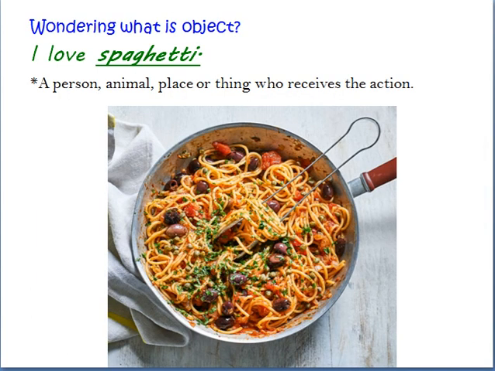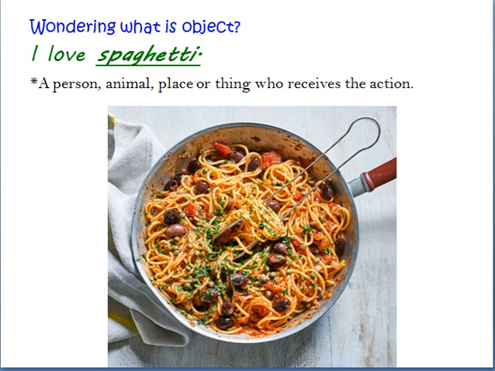Now we will learn object. What is an object? You can determine the object of the sentence by questioning the verb with who or what. If you question the verb of the sentence with who or what, the answer that you get will be your object. Here the sentence says, I love spaghetti. Now you can identify the verb here, that is love. I love what? I love spaghetti. See, I'm questioning the verb with what. Spaghetti is the answer that I'm getting. So clearly spaghetti is the object here.